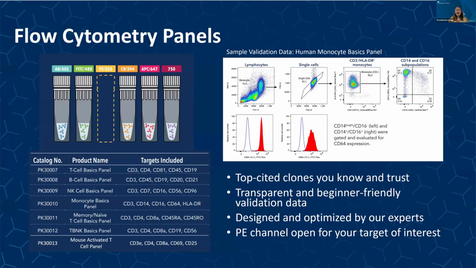If you're starting out with your panel design, Proteintech also offers pre-optimized flow cytometry panels. So these panels, which are listed here on the bottom left, were curated and optimized by our R&D scientists to detect specific subpopulations of cells. So each panel incorporates top-cited clones and is designed to have that PE channel open for you so that you can easily incorporate your target of interest into that panel.